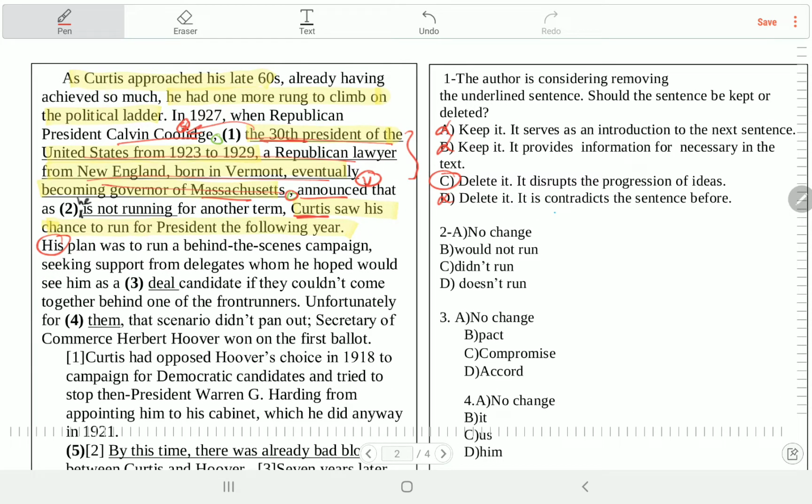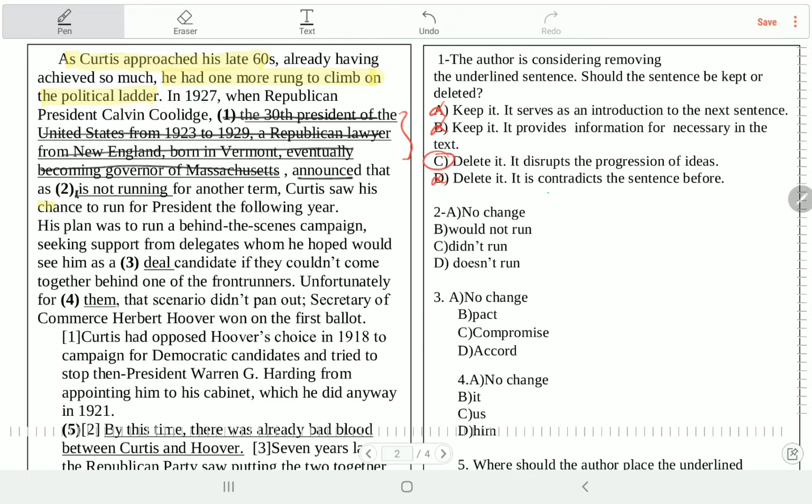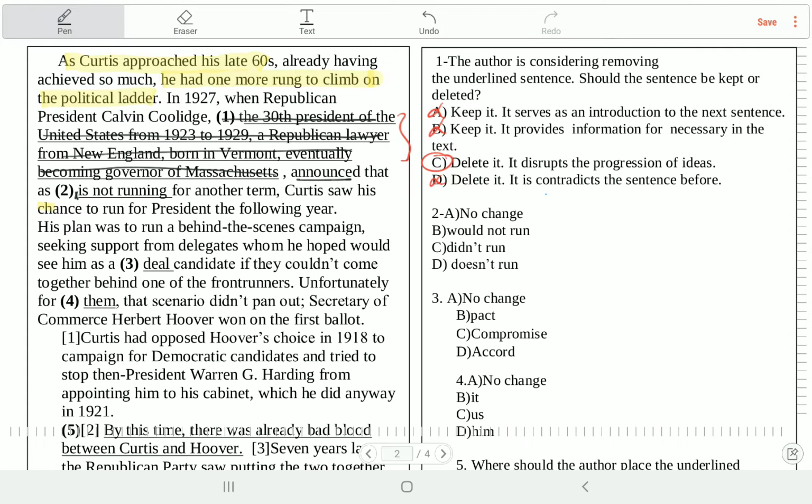Okay, for question number 2, let's continue reading. Let's delete that non-essential part and read it without the non-essential. So when Republican President Calvin Coolidge announced that he is not running for another term, notice here, I always tell you, look vertically. Look at the choices vertically. Definitely this is testing tense. It is asking about tense: is not running, would not run, did not run, does not run.